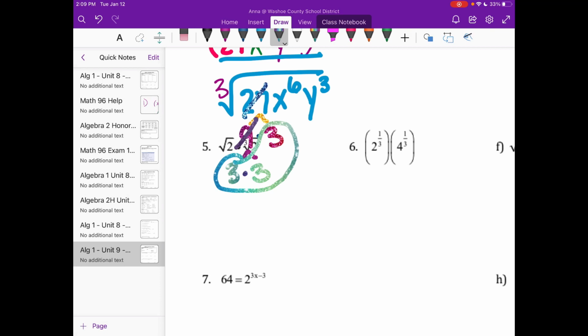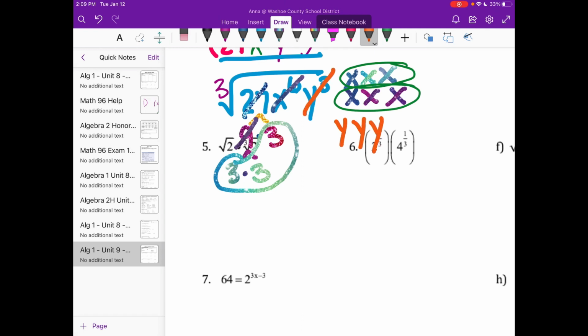Awesome. Now with the x's and the y's, I like to write them out. So I have 6 x's, so I'm going to write 6 x's out. 1, 2, 3, 4, 5, 6. Put them in groups of 3. Look at that. I have 2 groups. And the last thing I'm going to do is do that with the y's. So there are 3 y's. So 1, 2, 3. There is one group there too.